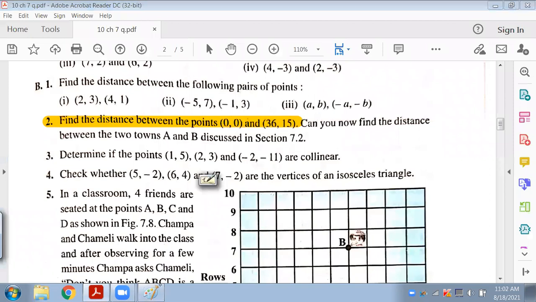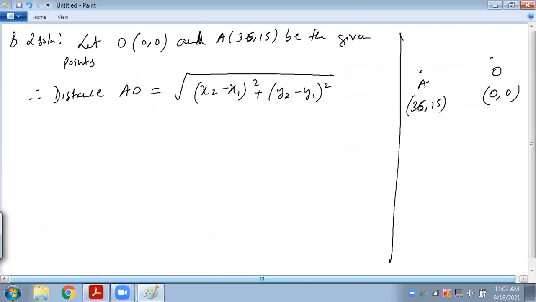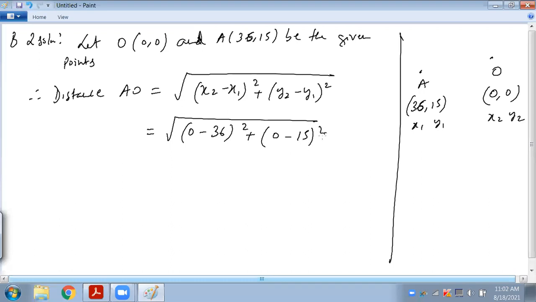Okay, it's 36. So make it 36. So x1, y1, x2, y2. So put the values. x2 is 0, minus x1 is 36. Again, y2 is 0, minus y1 is 15. So it'll be minus 36 square minus 15 square.